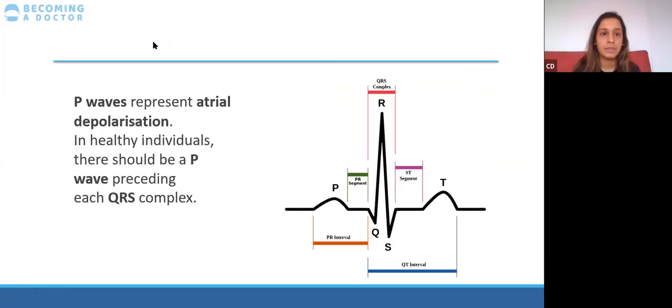Okay, so P waves represent atrial depolarization. In healthy individuals, there should be a P wave before each QRS complex, and as will probably be described in the pathology lecture, sometimes you don't have P waves, so that can occur in atrial fibrillation, and sometimes you can have strangely shaped P waves. So for example, there are P waves called P pulmonale and P mitrale, which occur in different atrial hypertrophies, but this is what a normal P wave should look like.